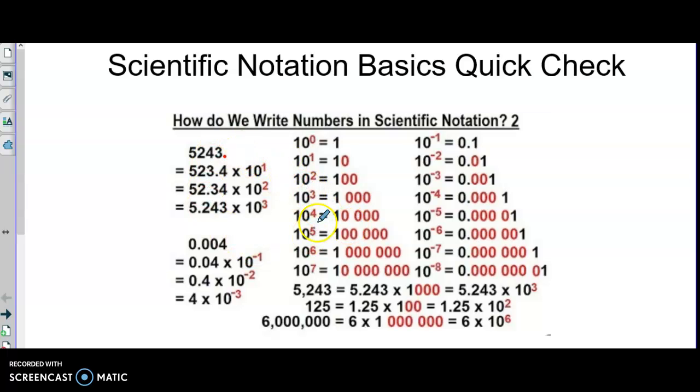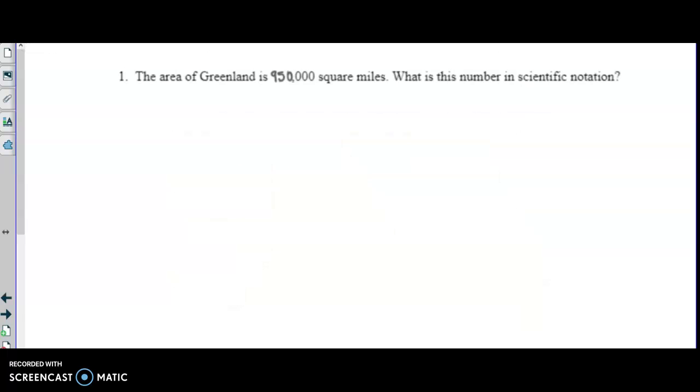We're going to be using this idea for scientific notation. We're going to have times 10 to some power. Now we use scientific notation anytime we have numbers that are really, really big or really, really small. It's just a shorthand way of writing big numbers. So if we look at this first example, it says the area of Greenland is 950,000 square miles. What is this number in scientific notation?